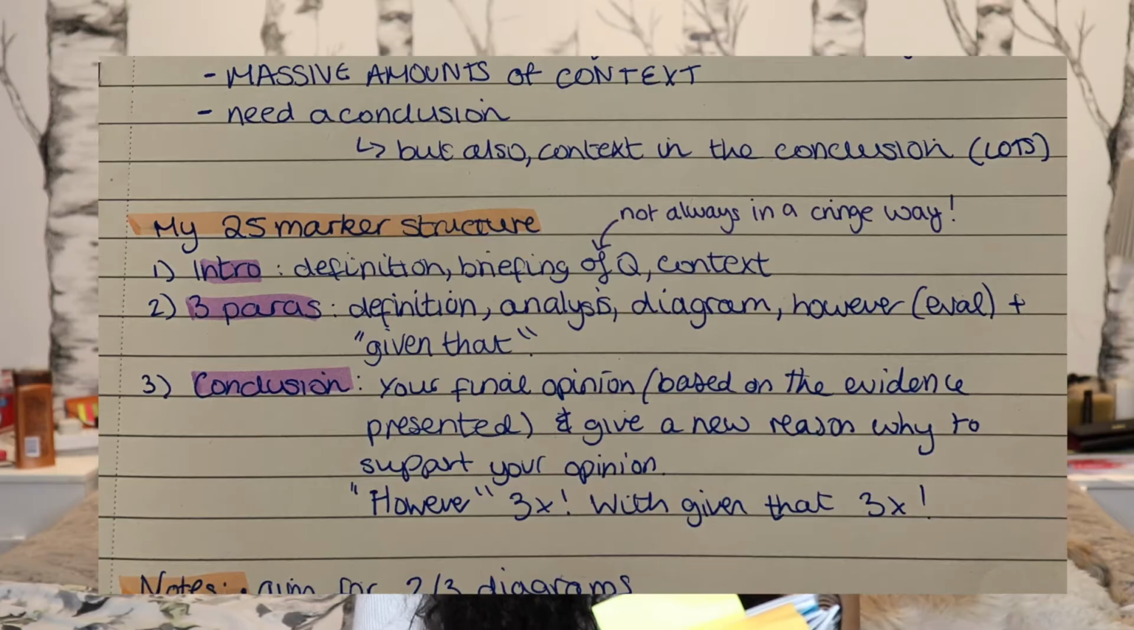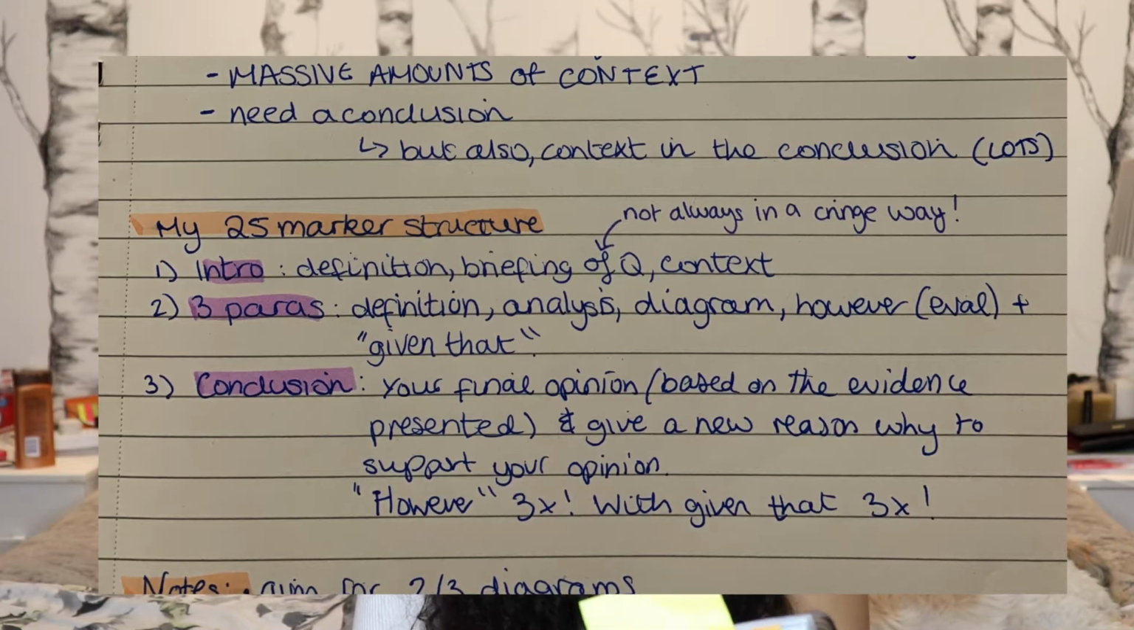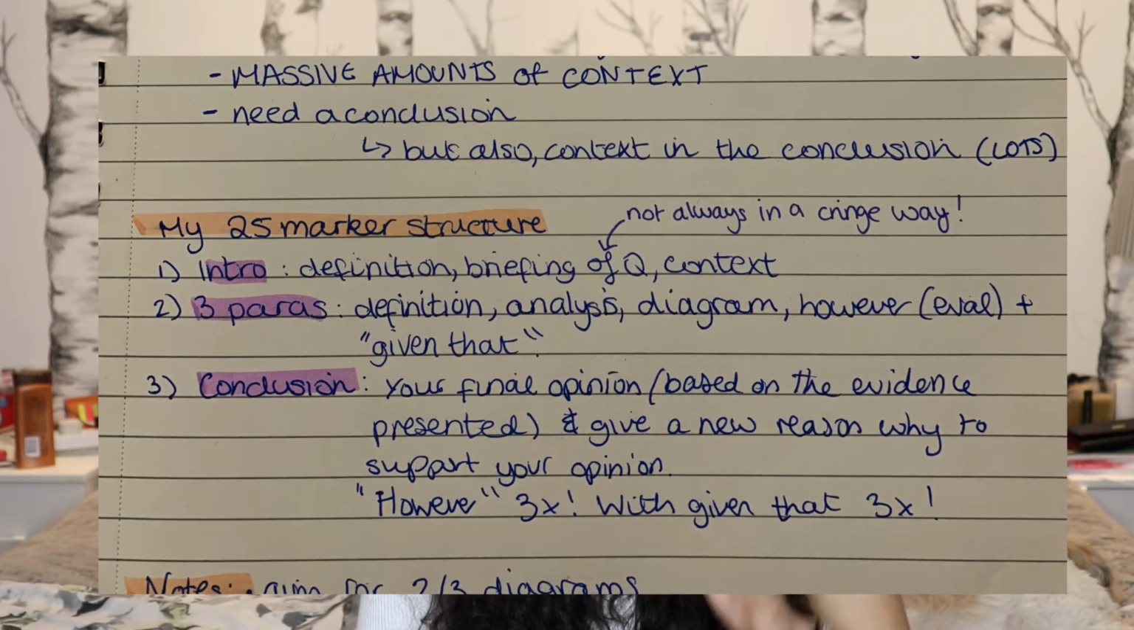And then you want to have a "however it depends on", so an evaluation. I call it "however it depends on", but technically speaking it is called an evaluation. At least 2 to 3 times. I would try for 3, if not 2. And then you want to support your "however it depends on" with a "given that" statement. I think I briefly talked about this, but given that statements are so crucial, especially in your 25 markers. Every time you have an evaluation, always have a given that. A little bit of an explanation of the given that statement.